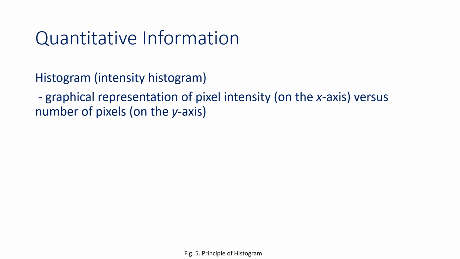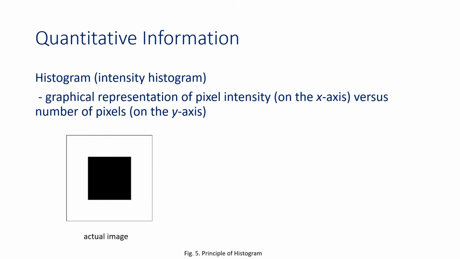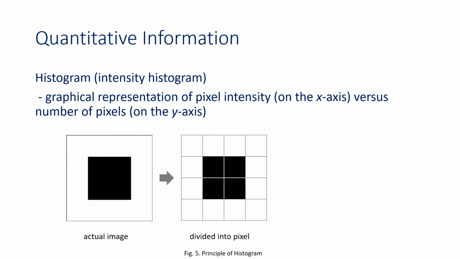These are the quantitative information. One is the histogram, or intensity histogram. It is a graphical representation of pixel intensity on the x-axis versus the number of pixels on the y-axis. So for example, this is a sample image. The digital image processing converts this actual image into pixels. They divide this into pixels.